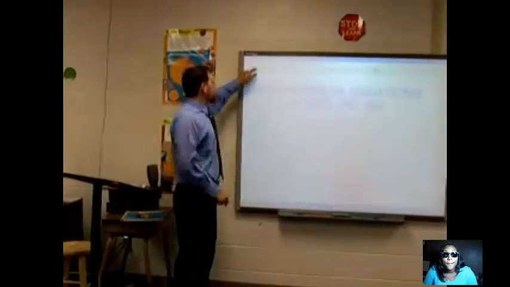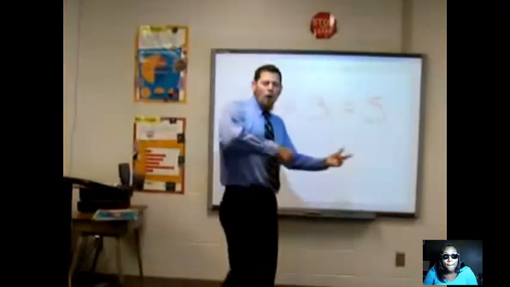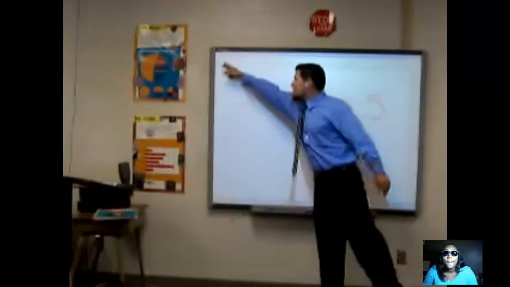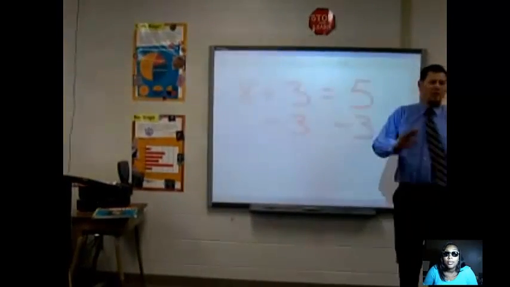A simple example, x plus 3 equals 5. The goal is to get the x by itself on one side. To get rid of the plus 3, you gotta subtract 3. But you gotta do both sides or else it's just whack.